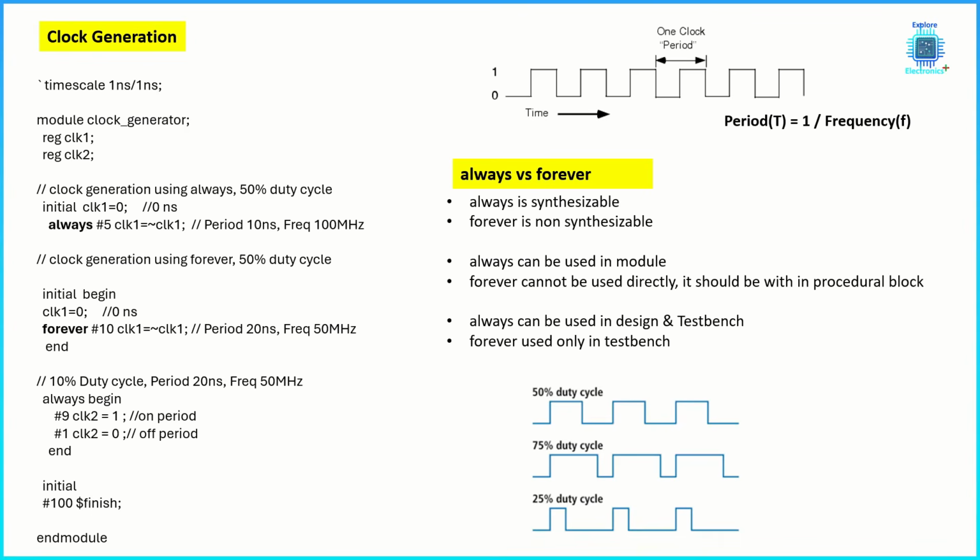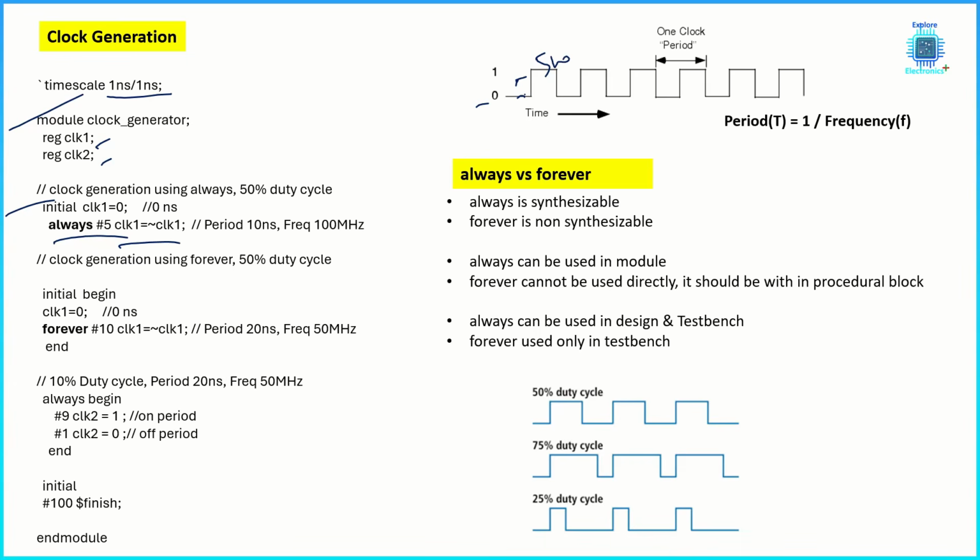Suppose in this module you can see a clock generator, with registers clock1 and clock2. There are 2 clocks to be generated here, and the timescale is 1 nanosecond per 1 nanosecond. Whatever delay we use throughout the design will be in nanoseconds. Initially, clock will be equal to 0 at time 0. Here, always #5 clock = ~clock, which means for every 5 time units the clock value is changing. 5 time units in the sense of 5 nanoseconds.